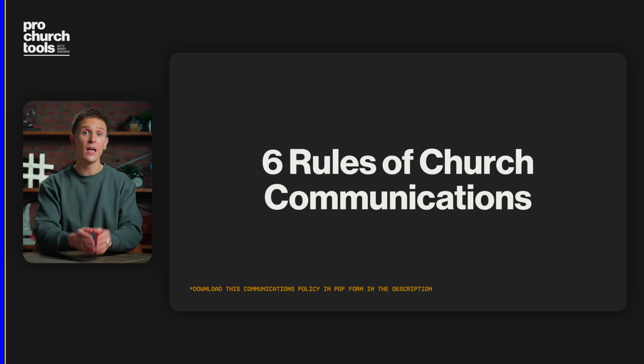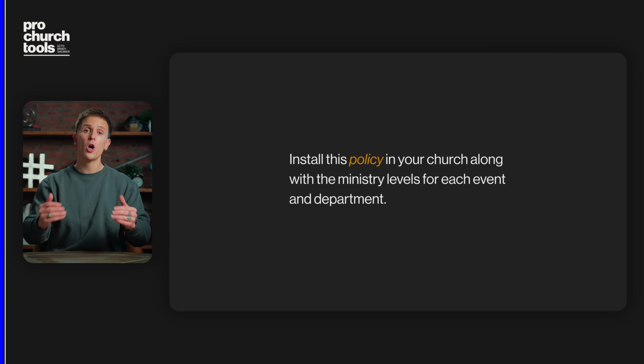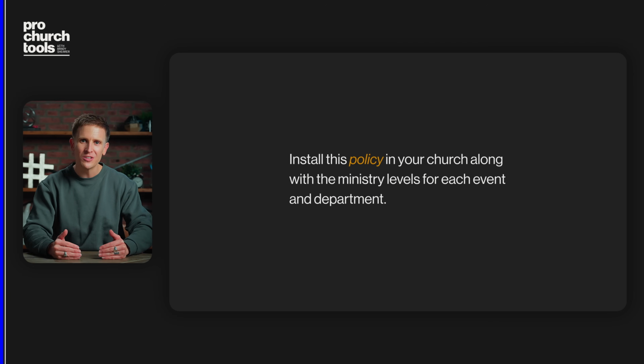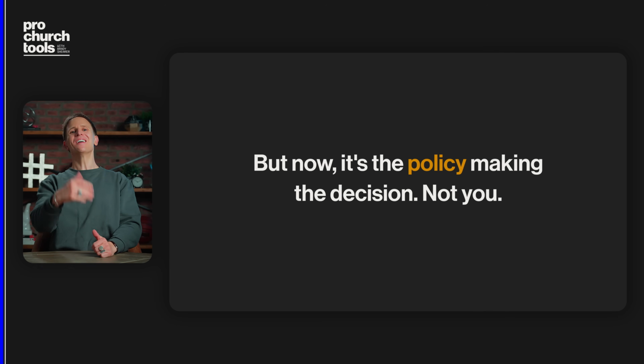Now, here's how to make this stick. Install this policy in your church along with the ministry levels for each event and department. Not in someone's head, in writing. Circulate it. Make sure every ministry leader in your church has seen it. This is your shared language. So when someone asks, hey, why didn't my event get announced from stage? You don't have to say, because I said so. You can say, because it's a level 4 event and our policy directs level 4 promotions through a different playbook. And again, what those playbooks look like are coming soon in this video. But now it's the policy making the decision, not you.